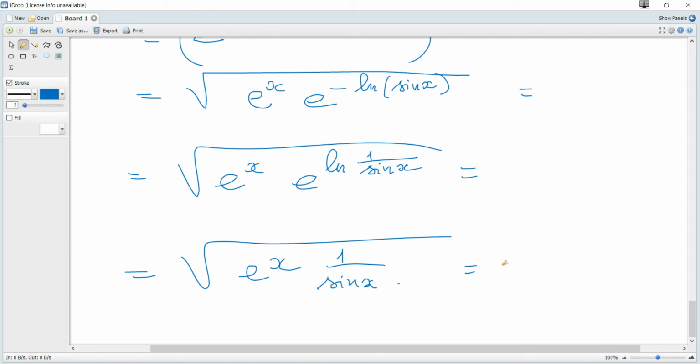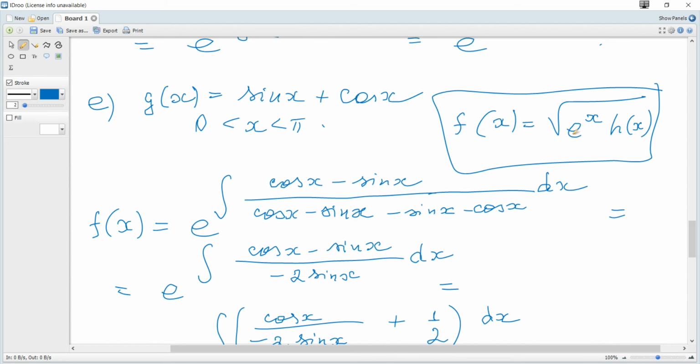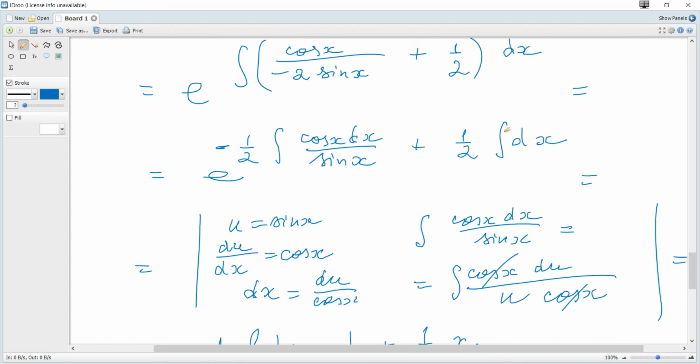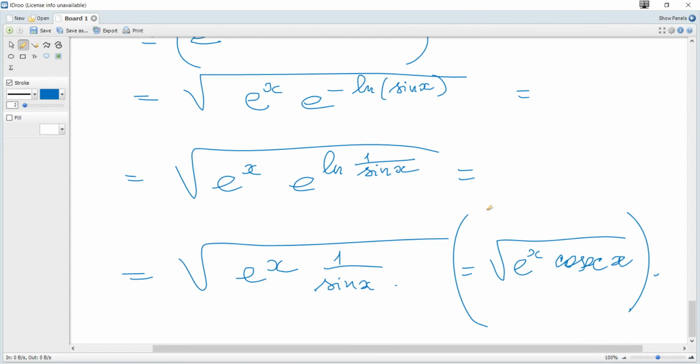Or 1 over sine, it's cosecant, and it's not required. You may, it's also acceptable. Let's rewrite in parentheses to emphasize that it's not necessary. 1 over cosine is secant, 1 over sine is cosecant of x. And you can see it's as required, square root of e to the power of x multiplied by some function of x, and it's the required result. And that's all for this question.